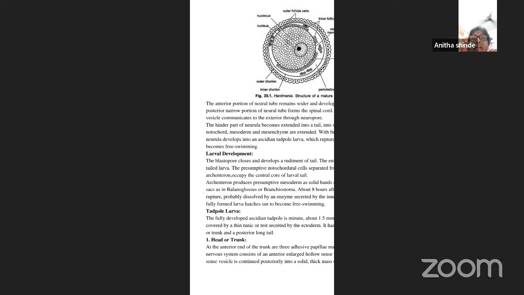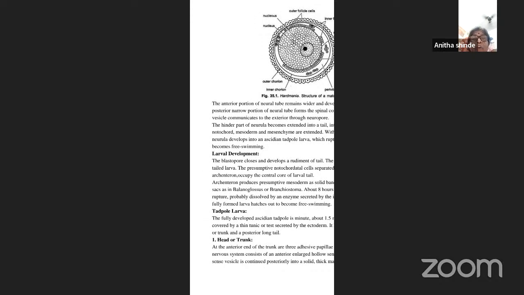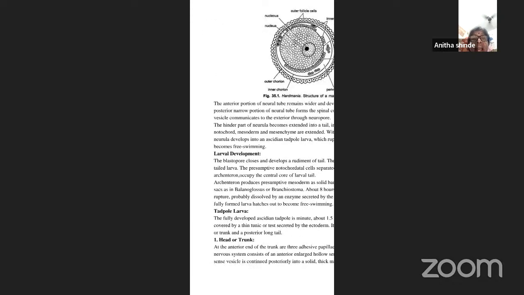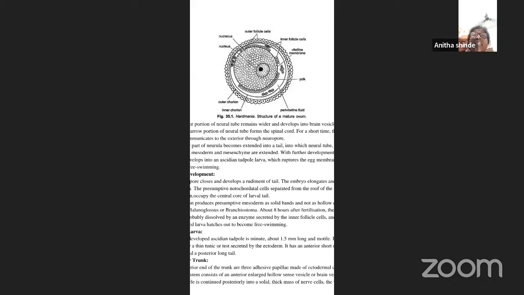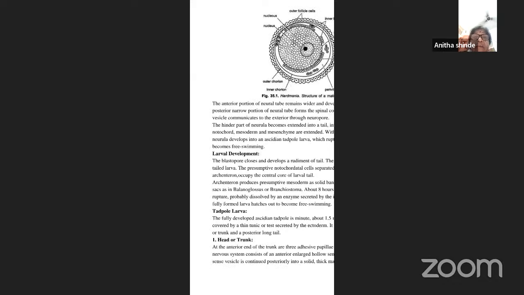Now, 8 hours after fertilization, the chorions will rupture by an enzyme secreted by the inner follicular cells, and the fully formed larva hatches out to become the free swimming larva. So that is how the larva is formed. So this is the structure of a mature ovum. Now here they are showing, when the larva is developed, the larva has a tail. It is commonly called a tadpole larva.